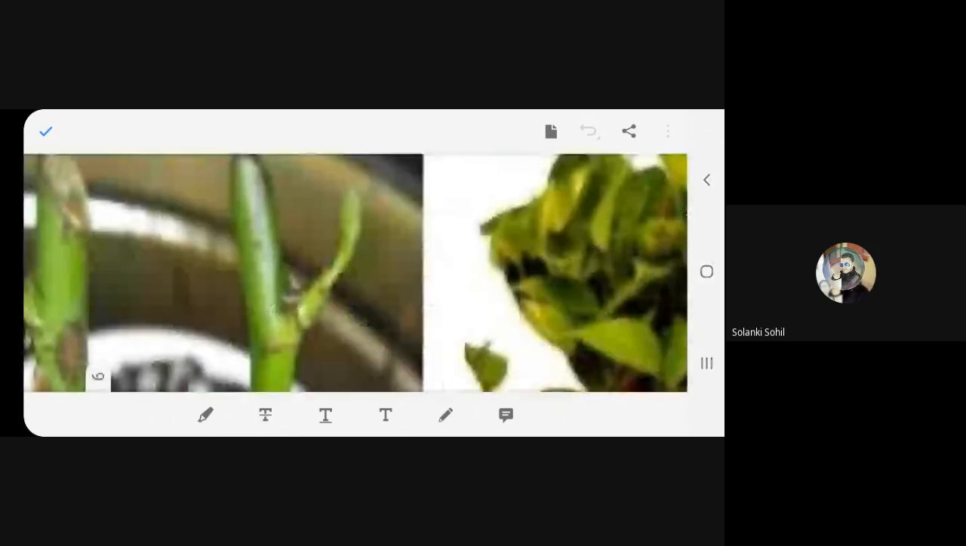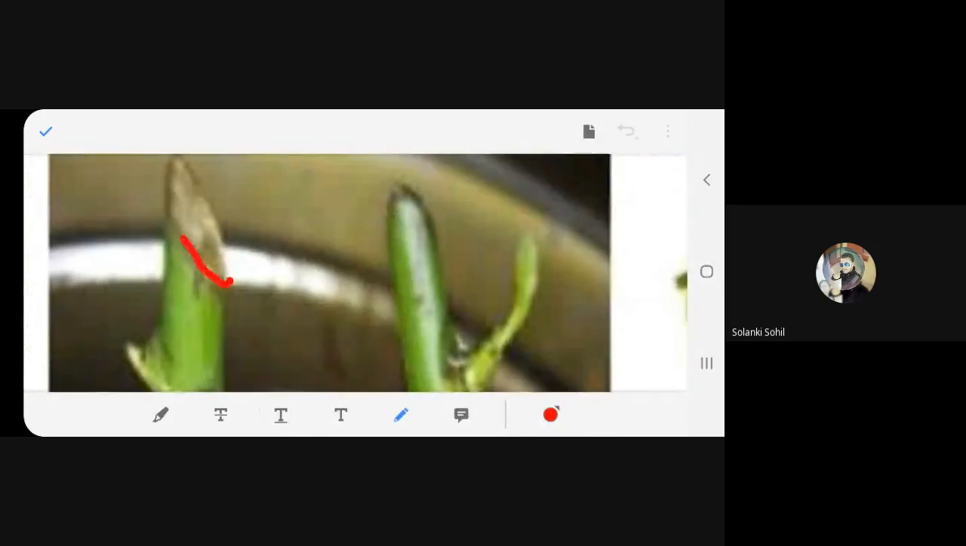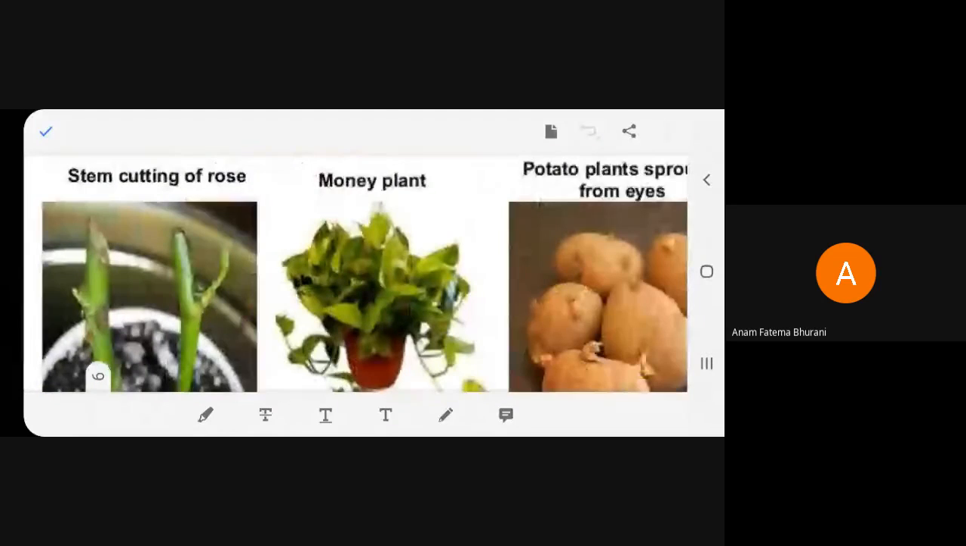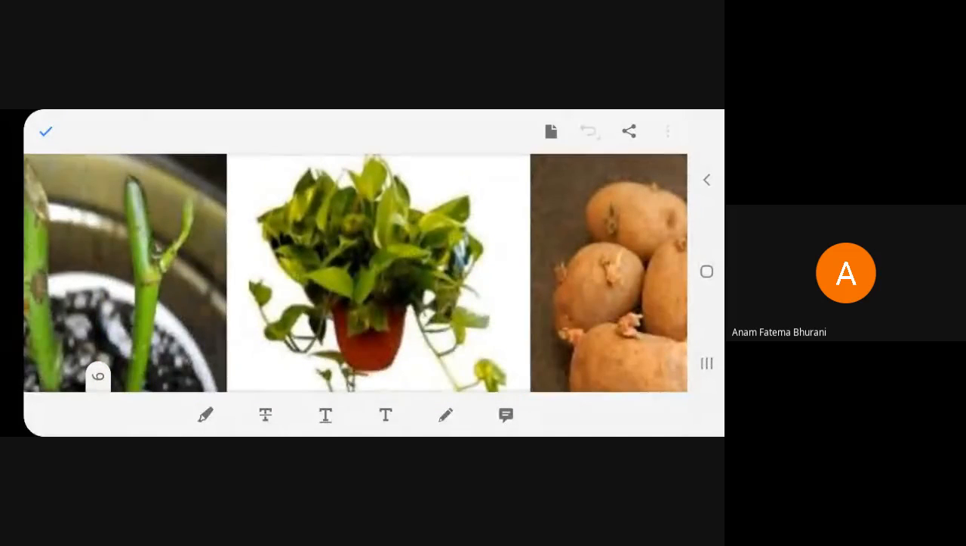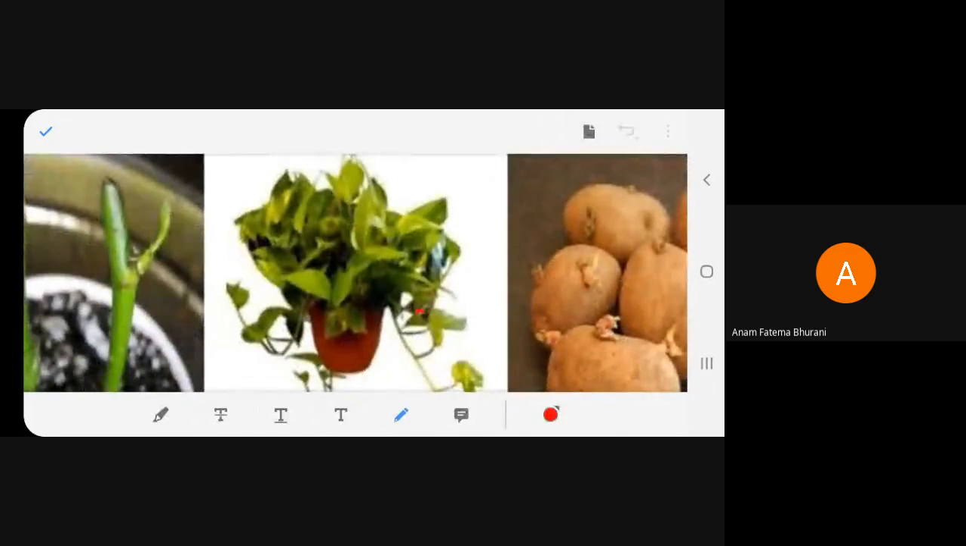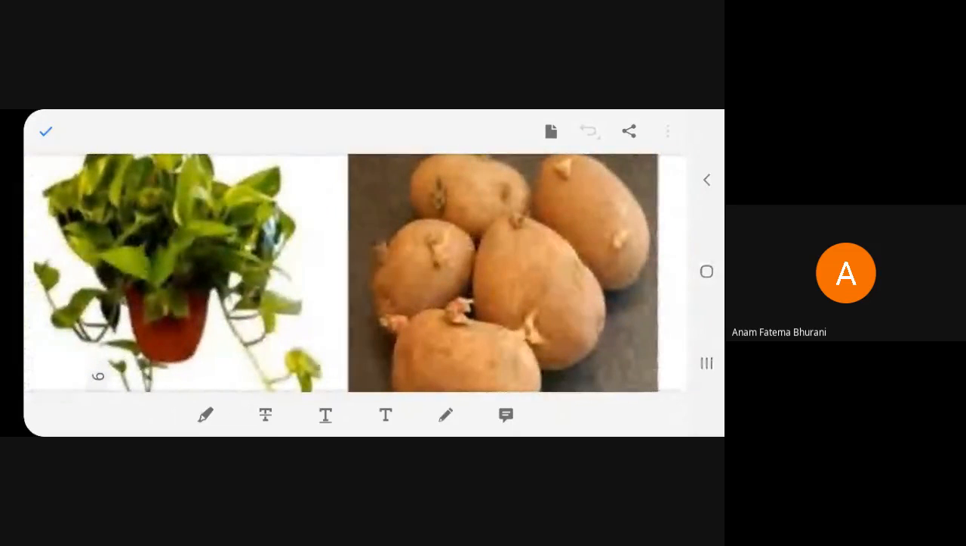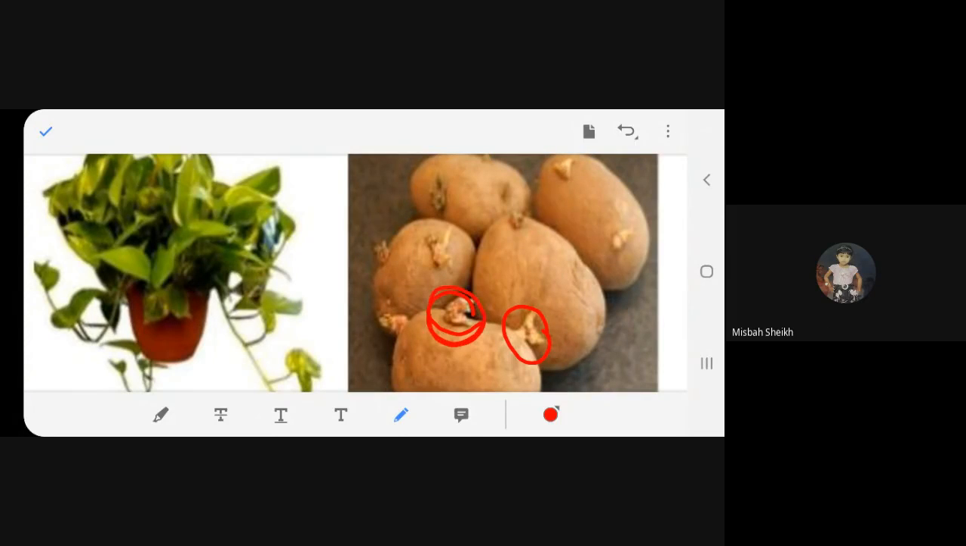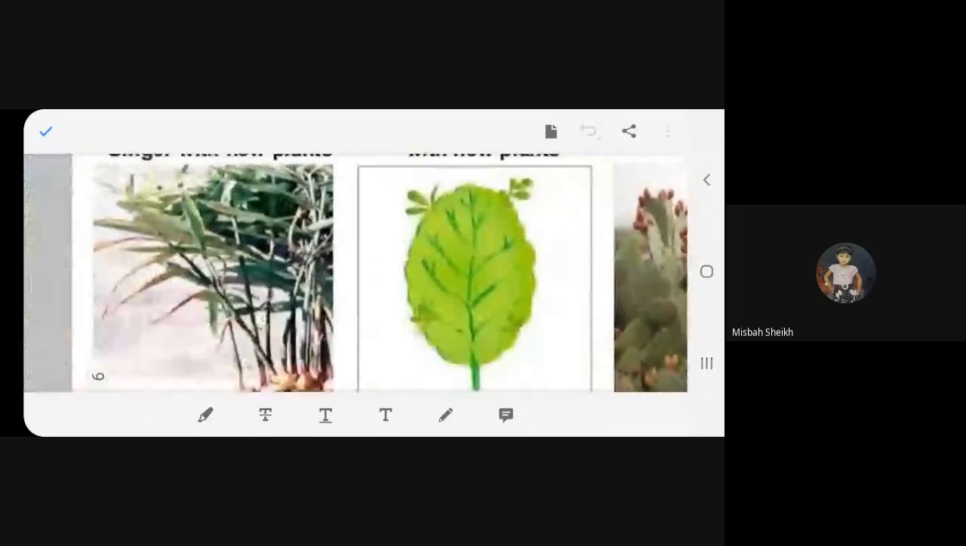See this. This is stem cutting of rose. Can you see this? This is a slant cut that you get. This is the stem. Then we come to money plant. If I take a piece of this stem and put it in soil, I will get a new plant. Again, vegetative propagation. Look at this. These are eyes. If I cut this and put it in soil, I will get a new plant. These are called buds.